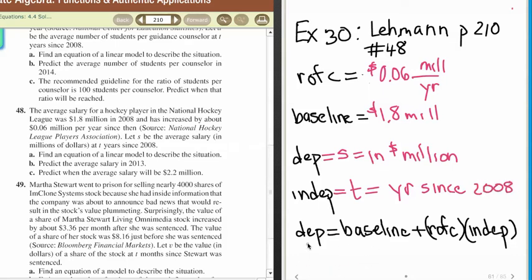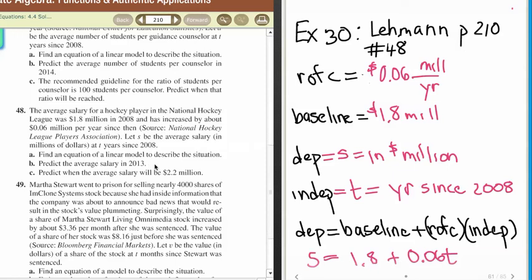So now we can build our model. Our dependent variable's name is S, so we'll put that in, plus our baseline, which is 1.8, and then plus our rate of change, which is 0.06, and then our independent, which is named T. And there we go. Now we have a model. So the first thing is to find an equation of the linear model to describe the situation. And we have done that.